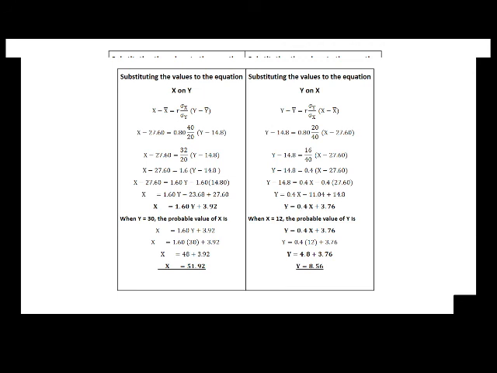When x is equal to 12, the probable value of y is equal to 0.4x plus 3.76. y is equal to 0.4 into 12 plus 3.76. So y is equal to 4.8 plus 3.76. The final value of y is equal to 8.56. That means whenever the x value is 12, the probable value of y is 8.56.